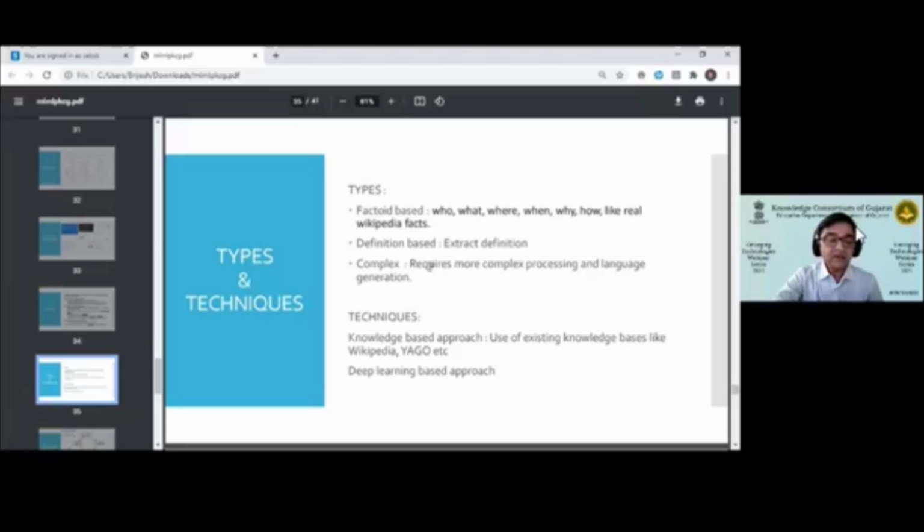And as far as the technique goes, two prominent techniques are the knowledge-based approach, where you use some existing knowledge base like Wikipedia, Yago, or other ontology or knowledge graph, or you use a deep learning-based approach. We'll briefly see both of these examples, and then we'll move to the next part.